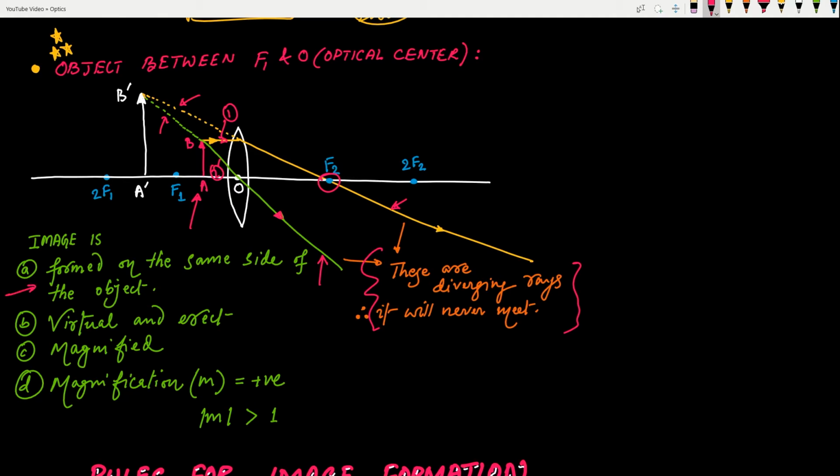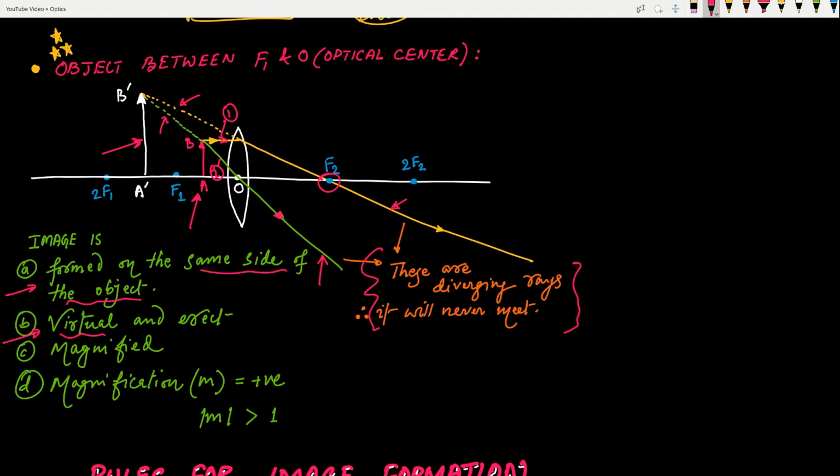The image is formed on the same side as the object, as you can see. Number 2, we can see that it is virtual. Now why is it virtual? All the images that we got in our earlier cases were real, isn't it? Why were they real? Because the image was produced due to real intersection of the rays. But here, as you can see, the image that we are getting is due to false intersection, not the actual intersection of rays.